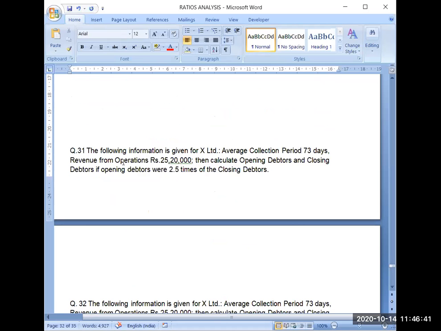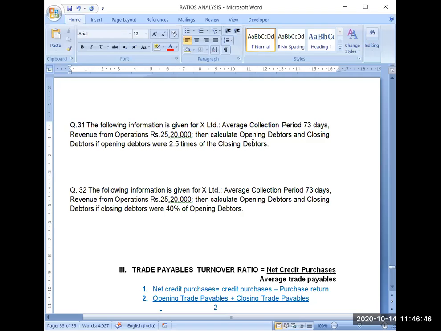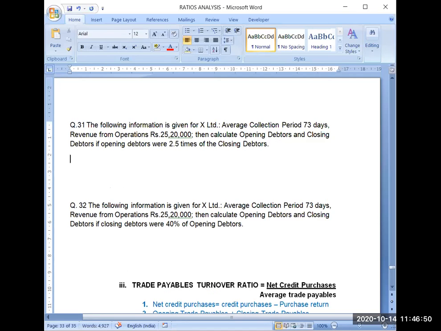Now coming to the next question. Next is saying, the following information is given for X Limited. Average collection period is given 73 days. Revenue from operations 25,20,000. Then calculate opening debtors and closing debtors, if opening debtors were 2.5 times the closing debtors.